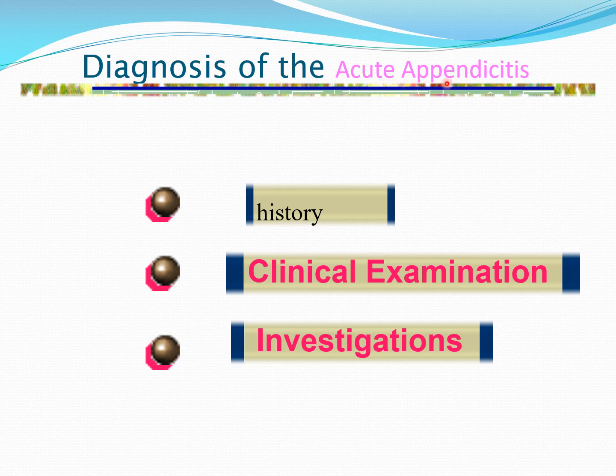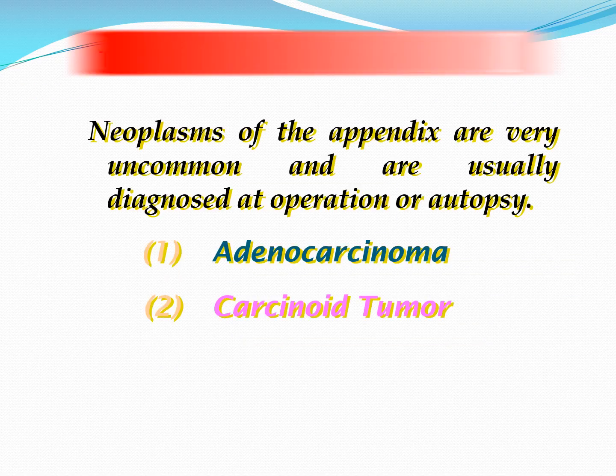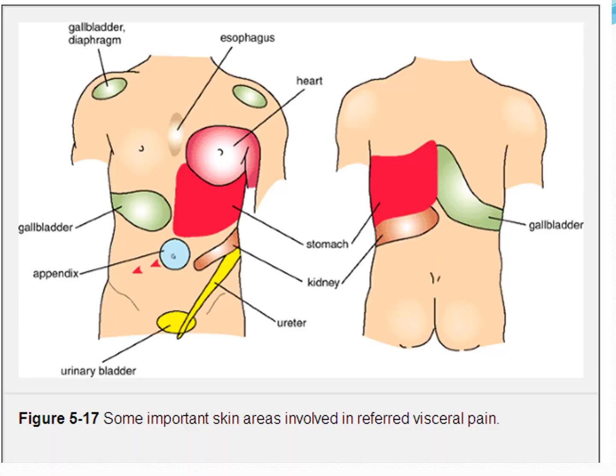So how is acute appendicitis diagnosed? First you take the history of the patient, then clinical examination, and third, investigation. With these 3 points you can diagnose acute appendicitis. Neoplasms of the appendix are very uncommon and are usually diagnosed at operation or autopsy. Adenocarcinoma and carcinoid tumors are the two neoplasms of the appendix.